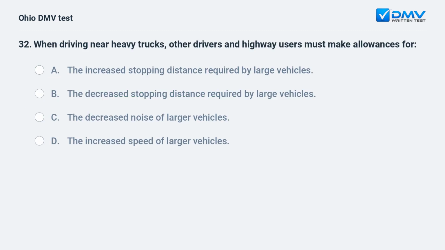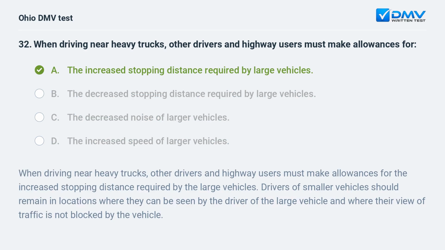When driving near heavy trucks, other drivers and highway users must make allowances for A. The increased stopping distance required by large vehicles. B. The decreased stopping distance required by large vehicles. C. The decreased noise of larger vehicles. D. The increased speed of larger vehicles. A. The increased stopping distance required by large vehicles.